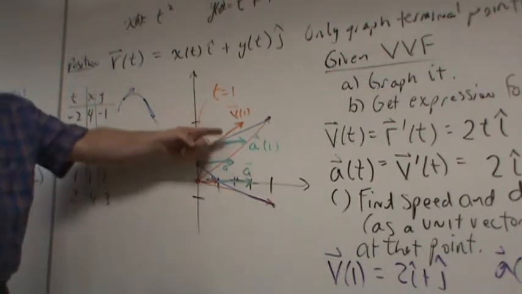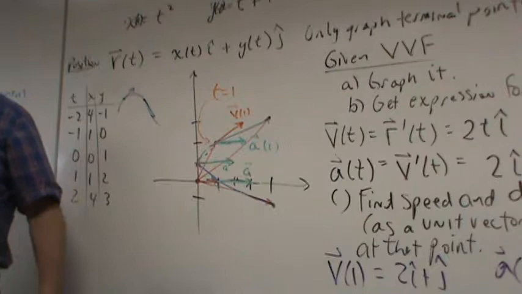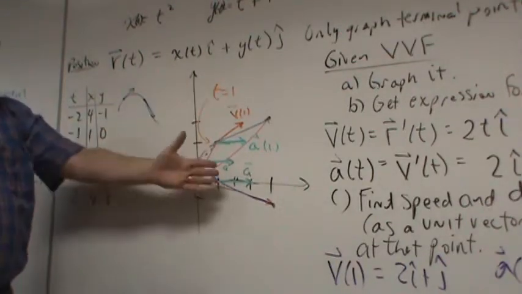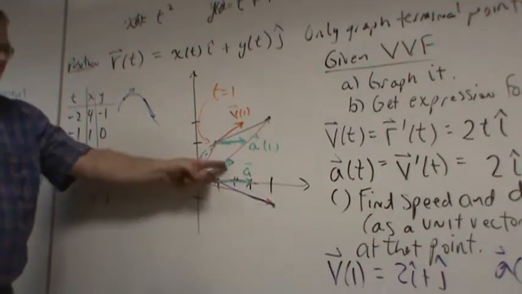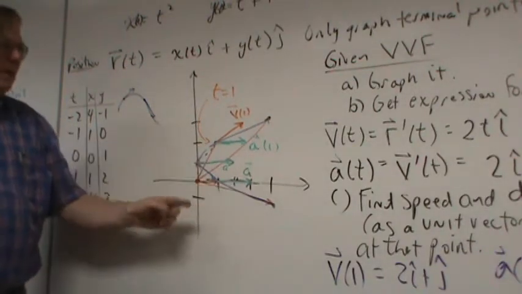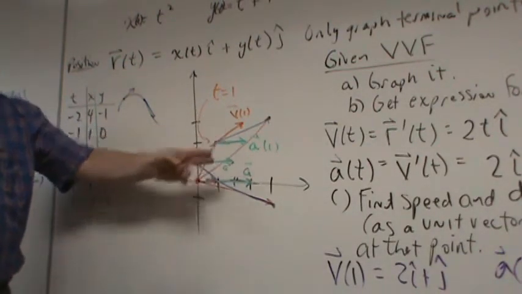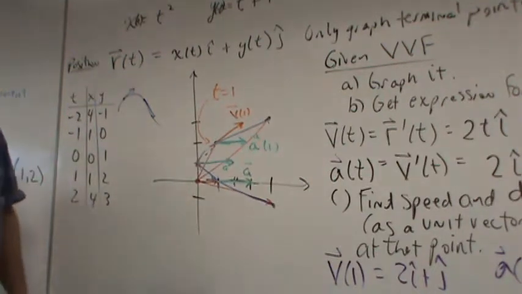So definitely one of those skills I want you to have is to be able to draw a parametric graph, but it's a vector valued function graph now. You don't need those red guys, all you need are the points, but I want you to be able to draw the velocity and acceleration vectors on the graph. Okay?